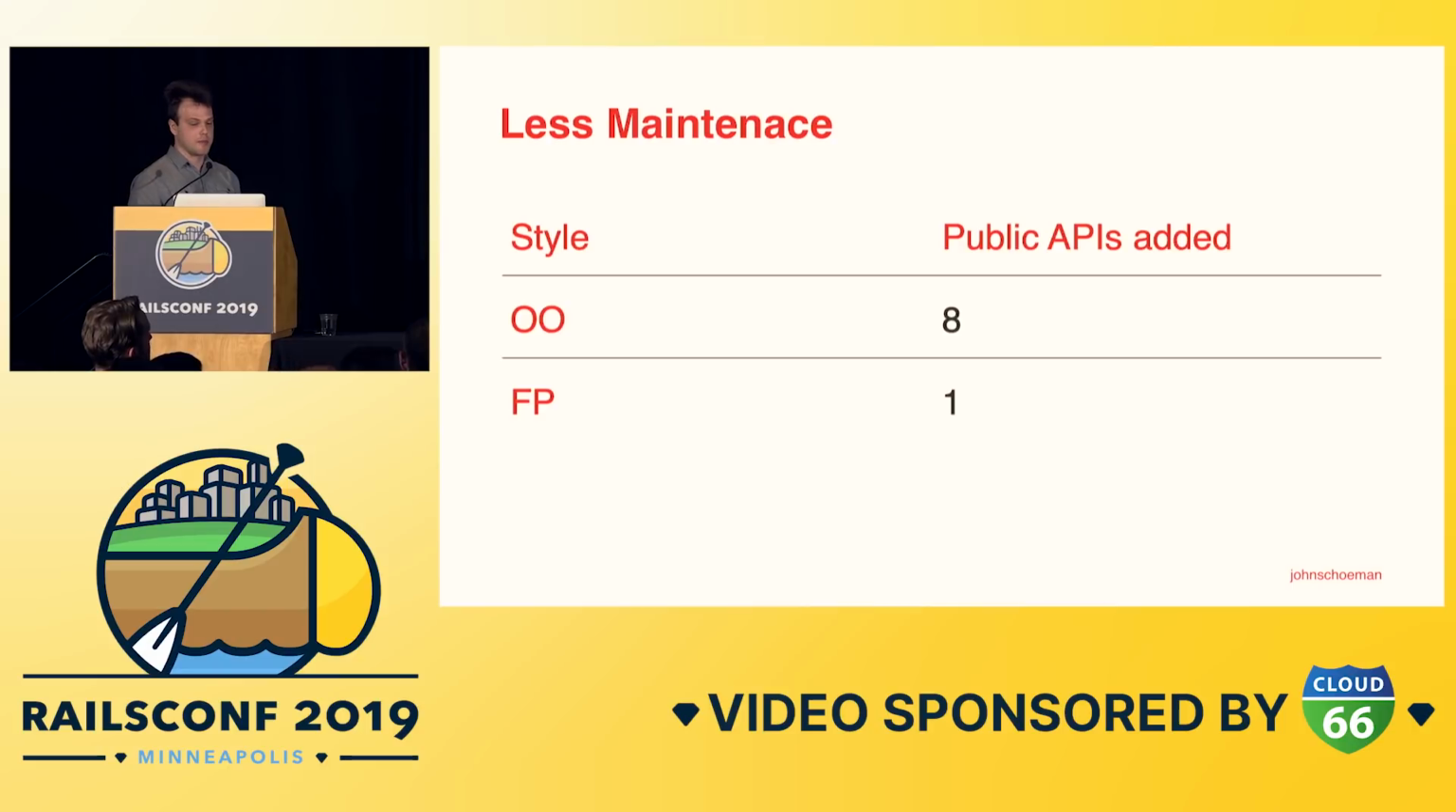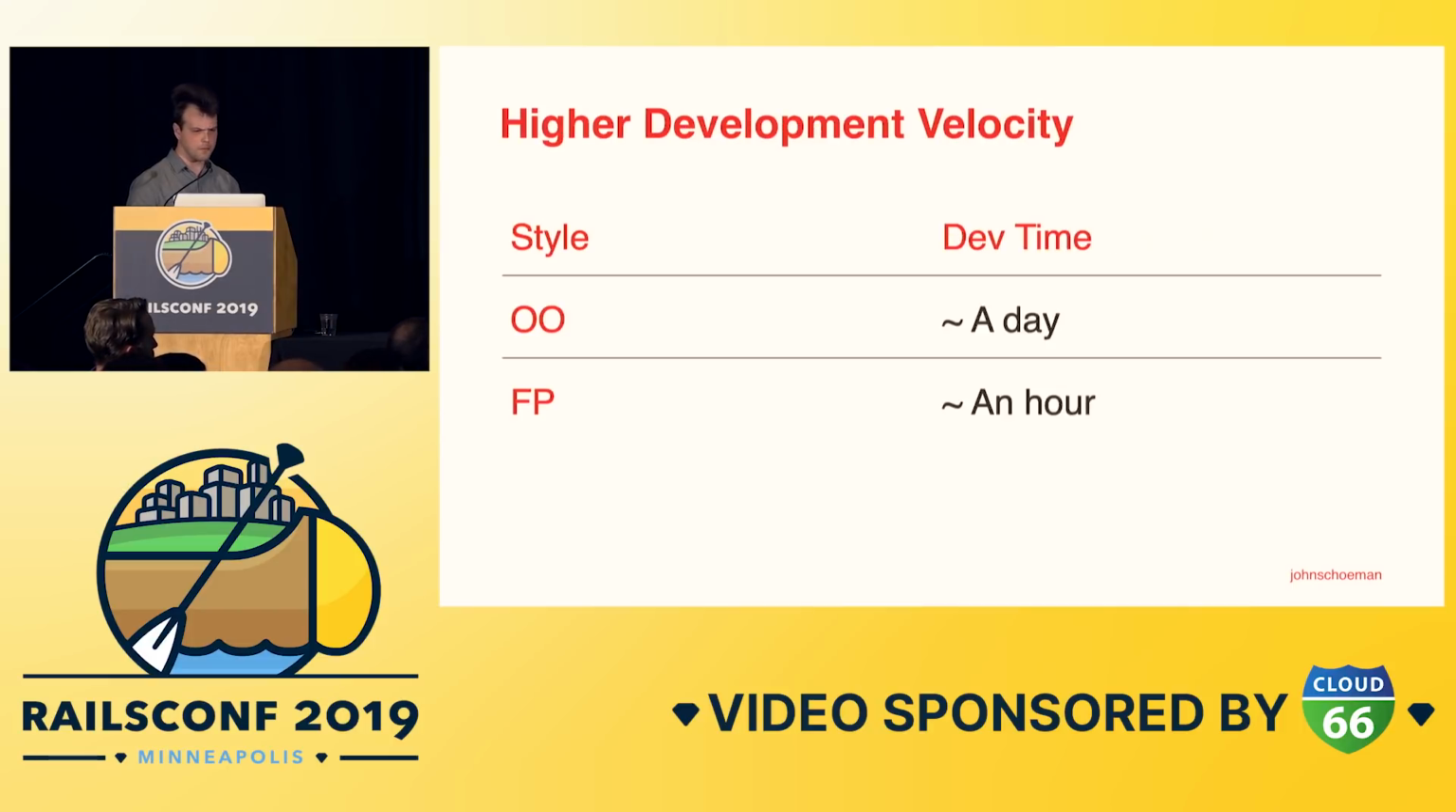Third thing I noticed is there's less maintenance. If you consider the number of public APIs that the object-oriented approach added, there was 8 as opposed to functional's 1. All of these are going to need tests. These are going to need to be taken ownership of over the life of the project. Anything could rely on these in the future, and we need to pay attention to them moving forward to maintain that they are still useful and accurate objects in our code.